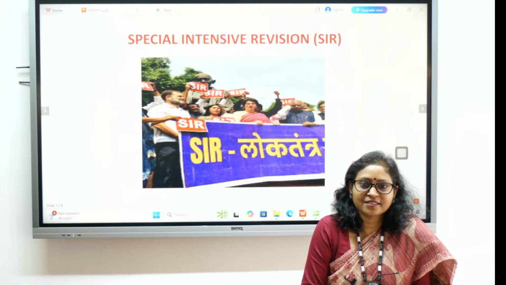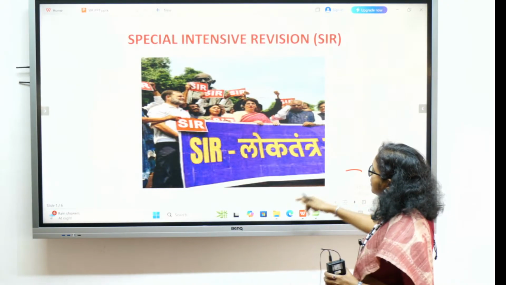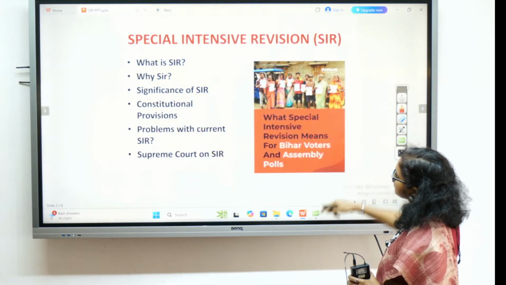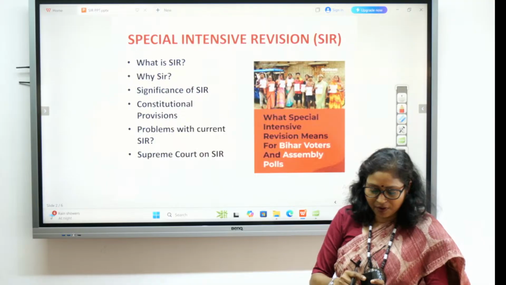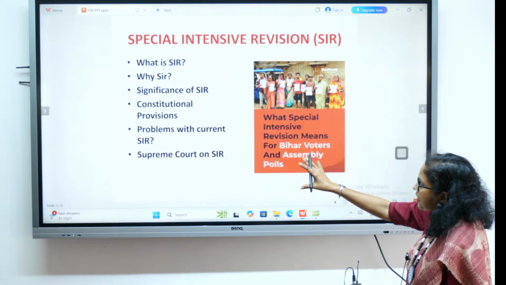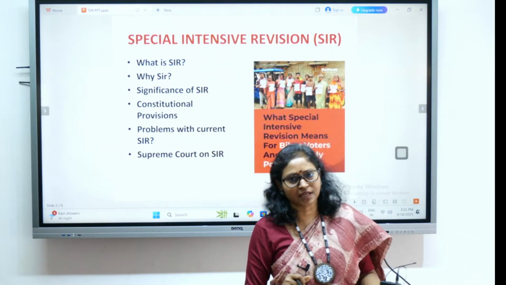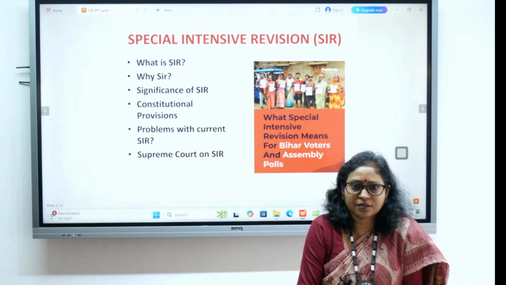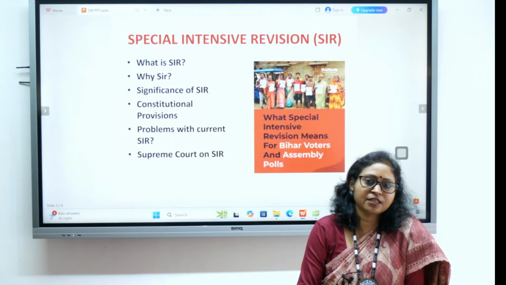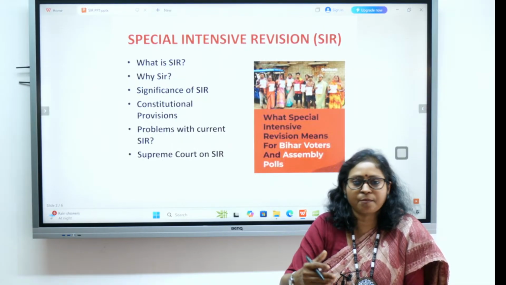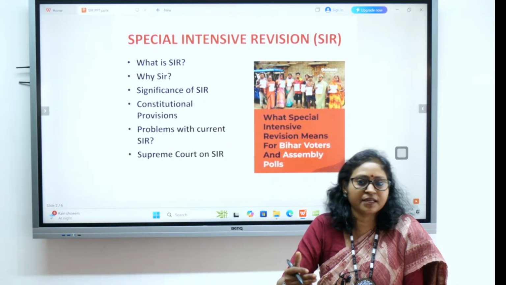Revisions, and that is SIR, Special Intensive Revisions. So we will look into SIR. These are the pointers. We'll be looking at SIR from this perspective. That is, we'll be talking about what is SIR, what are the objectives, and then we'll look into the issues and problems related with the current SIR, and also what the Supreme Court has to say on the current issues or problems related to SIRs.